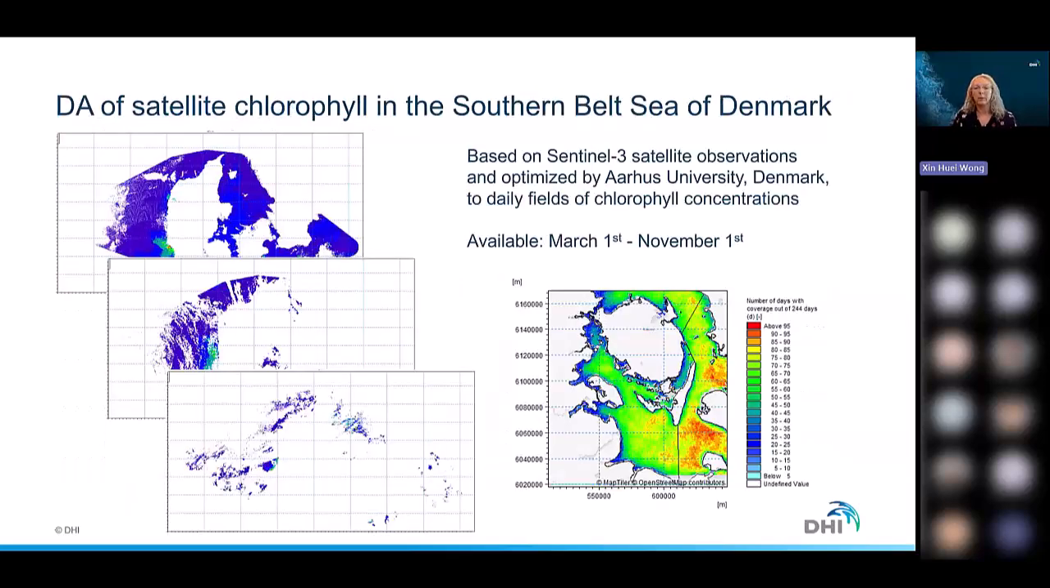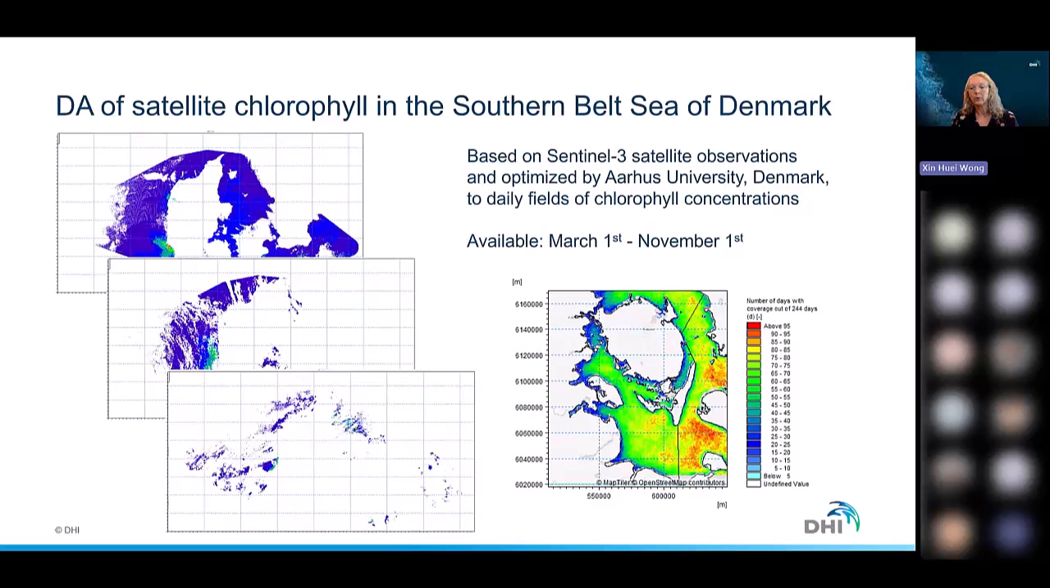The first use case we'll look into focuses on the surface chlorophyll. In the model results we are going to look at, we are assimilating satellite-based chlorophyll data, and these data are basically Sentinel-3 data, which has then been processed and optimized to the Danish conditions by Aarhus University here in Denmark.